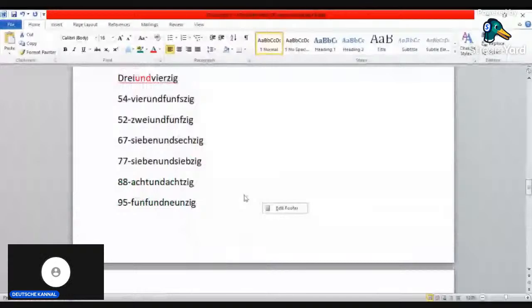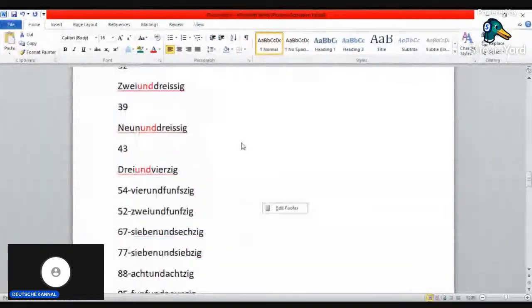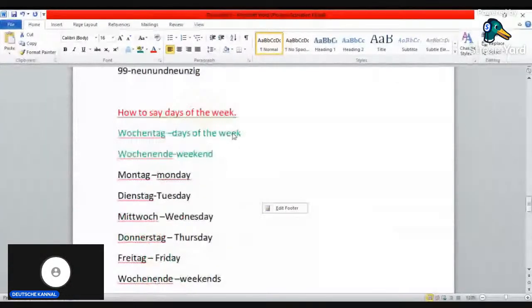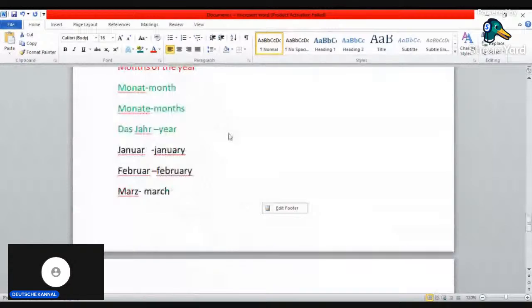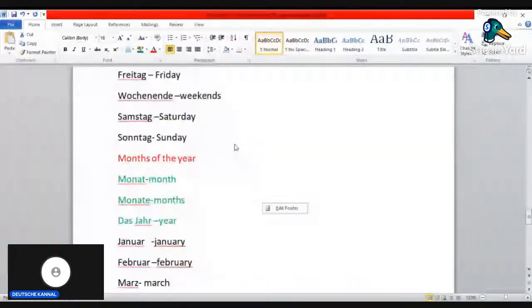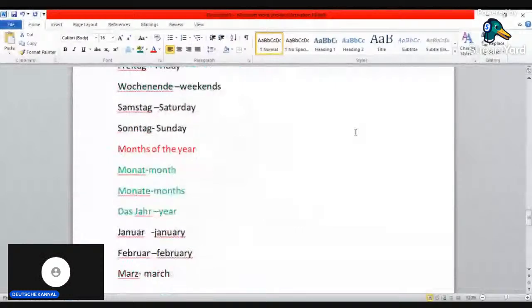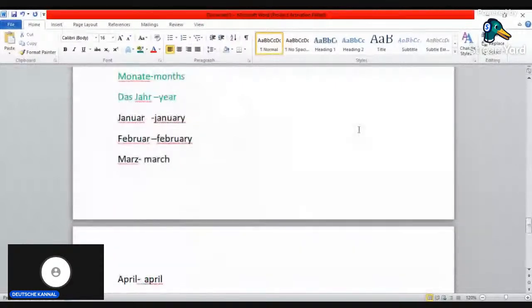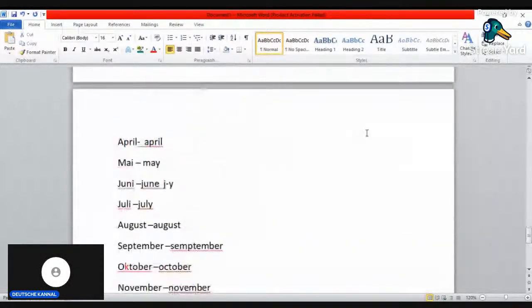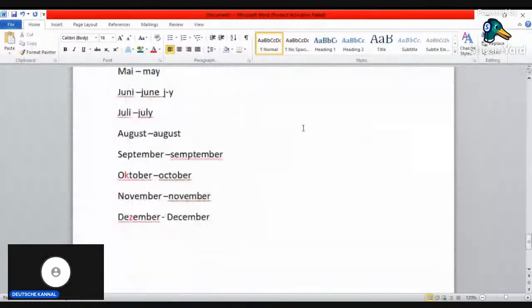Today we have learned numbers from 1 to 100, days of the week, and months, how to say months. Make sure to review everything immediately after the class so that it can be easy for you to remember the pronunciation, because when you say that you'll review it later, you will have forgotten most of it.